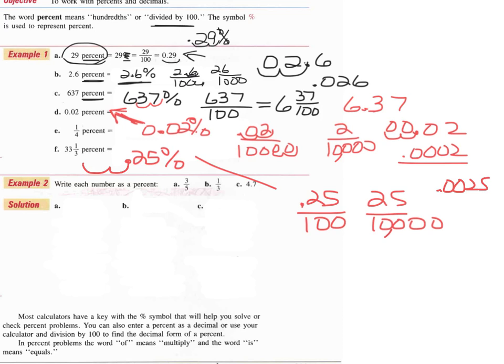33 1/3. Again, I would make it improper. So I would multiply. So you could write it like this, 33 1/3%.